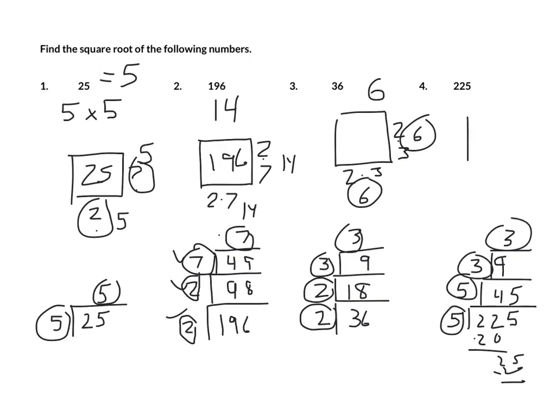And as long as both parts of the square each get one of these 5's and each get one of these 3's, then each side must be 15 and 15. So their square root must be 15.